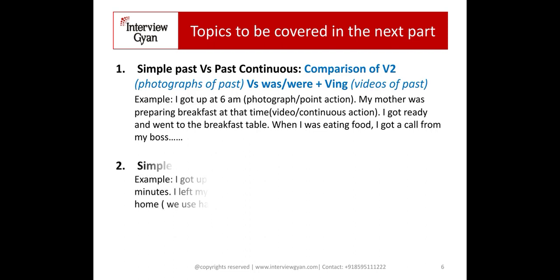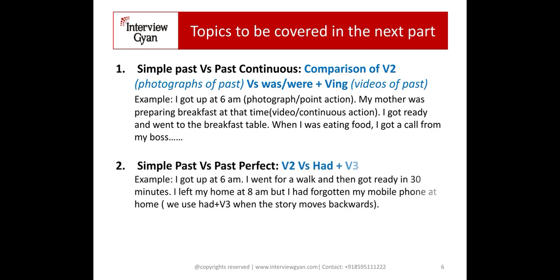Apart from this, we are also going to discuss simple past versus past perfect tense, that is the use of V2 and had plus third form. As I gave a hint in the last example, second form takes us forward and had plus third form takes us backwards in the past tense. Let's take this example. I got up at 6 a.m. We went to a point, so second form is there. I went for a walk. We are moving forward, so second form is there.